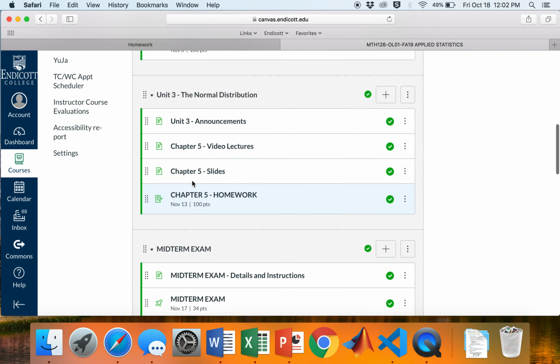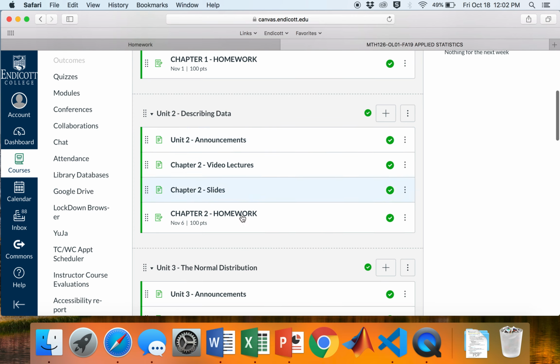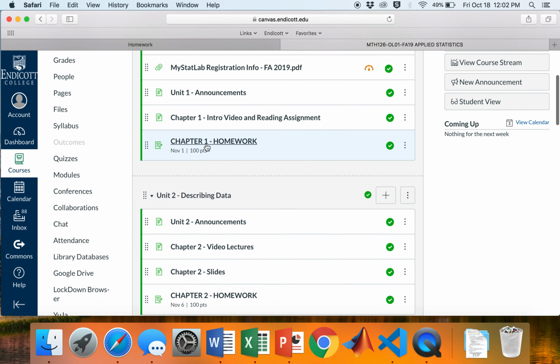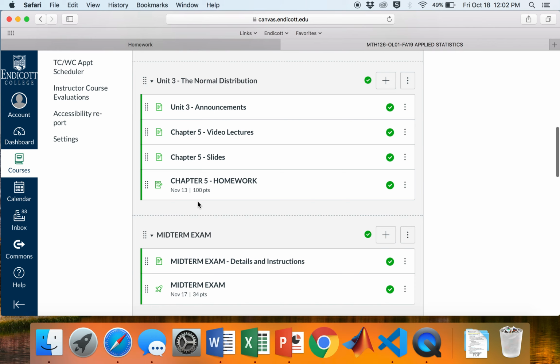I put 11 p.m. Eastern Standard Time for everything. So for homework assignments, exams, everything is 11 p.m. Eastern Time. So whatever time zone you're in, you have to adjust for that. And the due dates are all listed here.